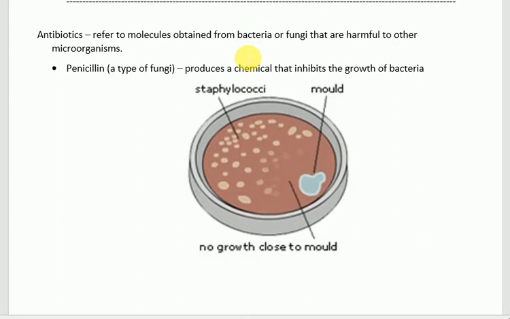Okay, then we need to talk about antibiotics. So basically, antibiotics refers to the molecules that we get from bacteria or fungus that are harmful to other microorganisms. So for instance, penicillin, which is a type of fungus, produces a chemical that actually inhibits the growth of bacteria. So what they figured out is that they have this bacteria here, the staphylococci, and it's in a petri dish, and they noticed that whenever this penicillin, this mold was grown, that there was no bacteria growing near that. And that's how they figured out about penicillin.